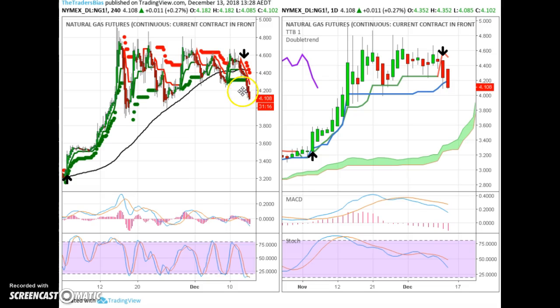It's been quite nice there, quite a nice move. It should unwind. A lot of this upside should be unwound here now. So the weekly's certainly showing some downside, so it's been nice too.